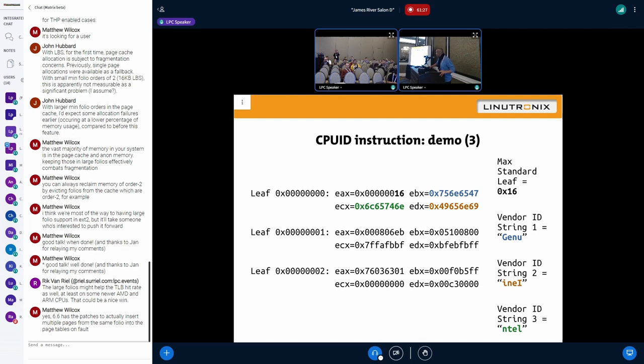So this is actually the output of the demo, of this small program. And as you see here, there are some bit fields in the four registers. I am only detailing for demonstration purposes the first leaf, leaf 0. You see in EAX, there was a single bit field that was 16, which you see in bold black, and this stands for the maximum standard leaf. So basically, this CPU supports standard leaves up to leaf 16. There is something called extended leaves we will talk about later. And then the EBX register, the ECX register, and the EDX register actually contain the vendor ID string.